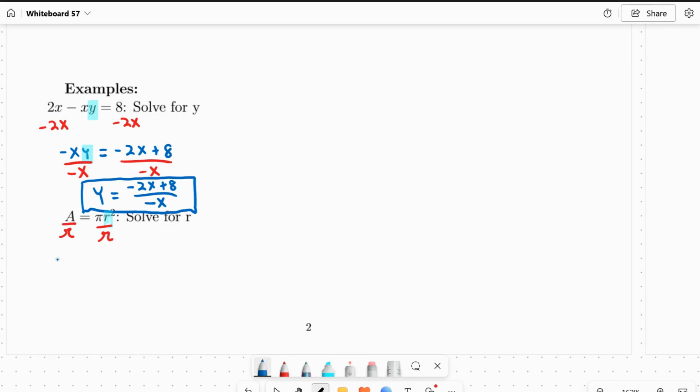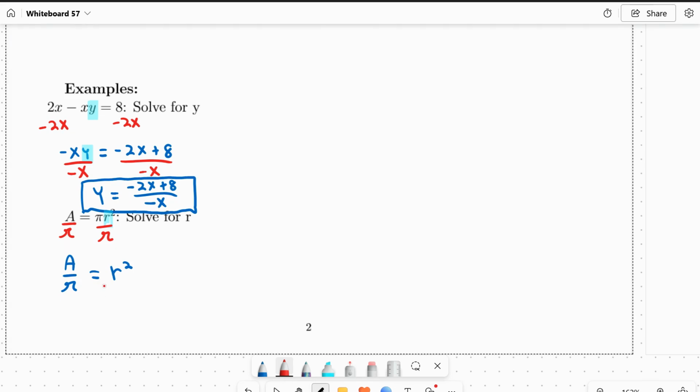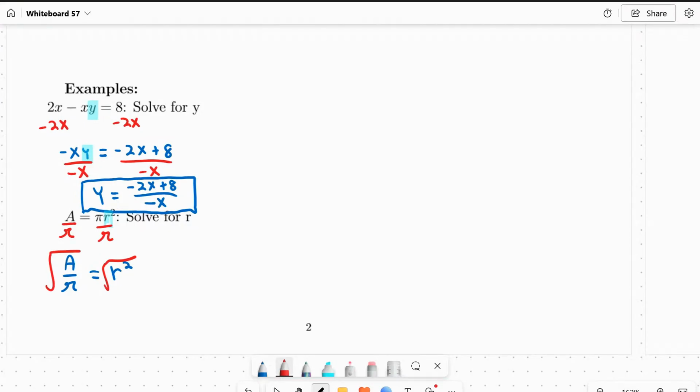So dividing by pi, I would have A over pi equals r squared. Anytime you have a variable squared and you want to undo the operation, then you're just going to use a square root. So right now, I'm going to take the square root of both sides, which will leave me with the square root of A over pi equals r, which is my final answer for this one. Once again, you could simplify this if you would like to, yet I would like if you would just leave it as is.